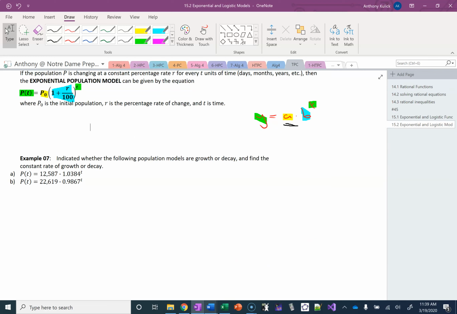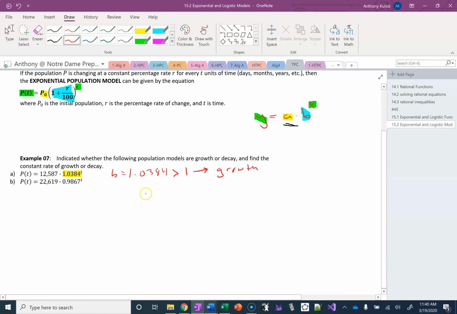Okay. So the next example, we're going to look at one of these exponential models and decide whether it's growth or decay, and then find the rate of growth or decay. Remember that to determine this, we just need to look at the value for b, the base of the exponential. So here the b is 1.0384. Since that's greater than 1, we know that this is growth.